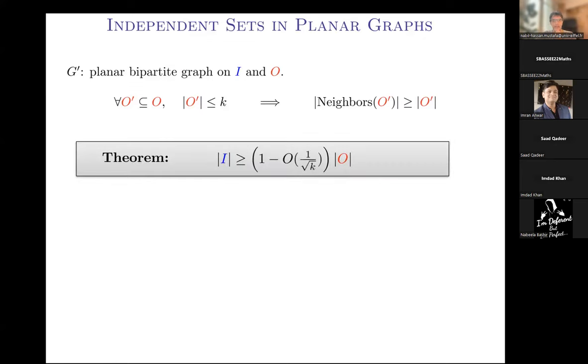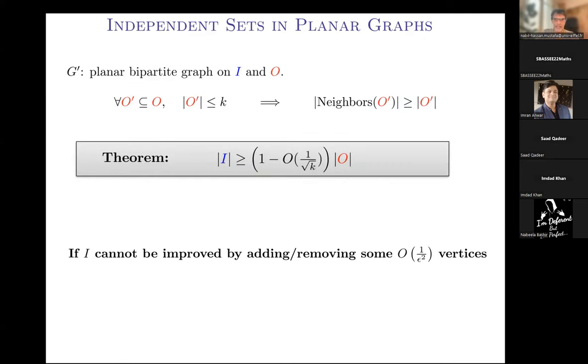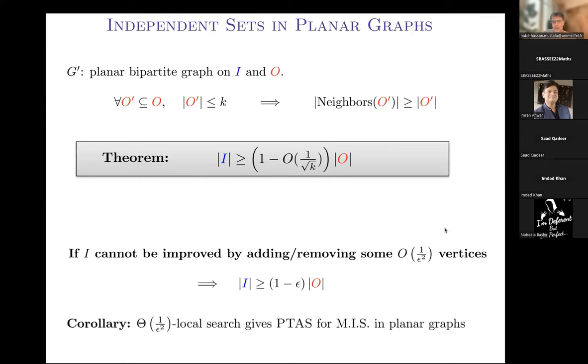So this theorem says that if you do local search with parameter k, then I is not going to be too much smaller than O. And if I want to get close, if I want this to be epsilon, because our goal was that the user gives me an epsilon, then I can pick my local search parameter so that this is epsilon. In total, k would be 1 over epsilon squared. Okay, I'll let you just look at it for a minute.